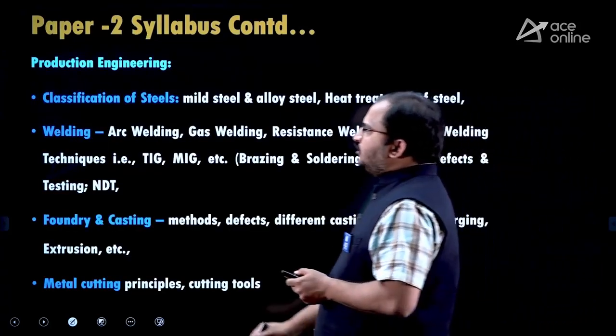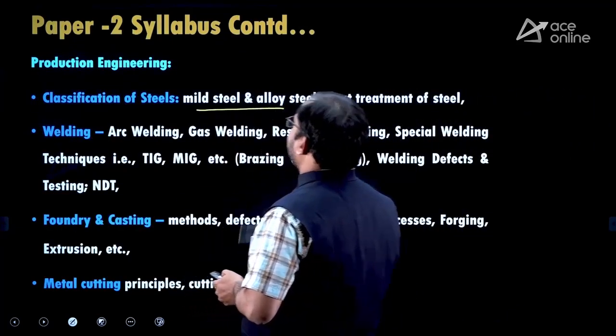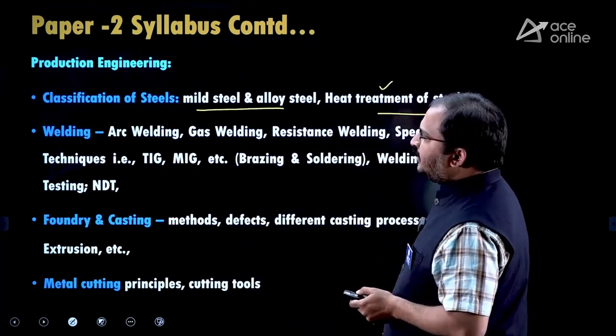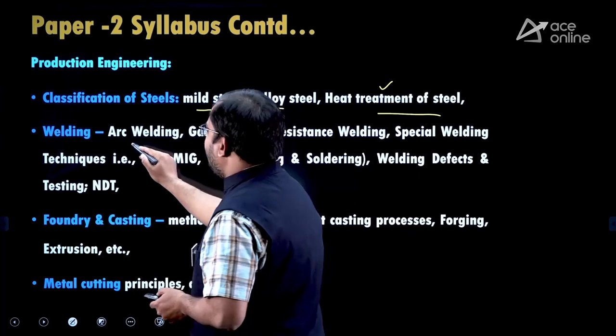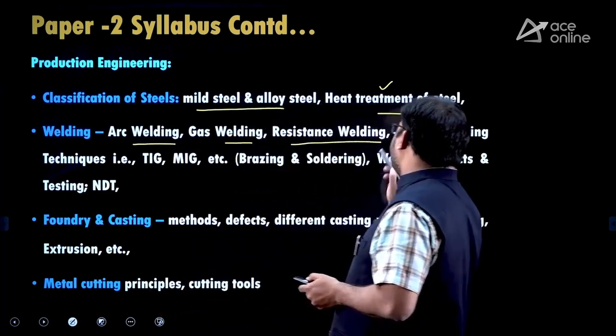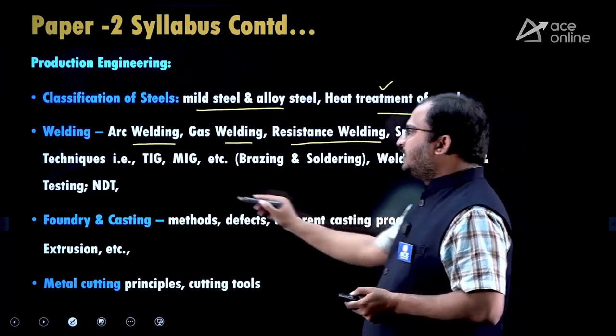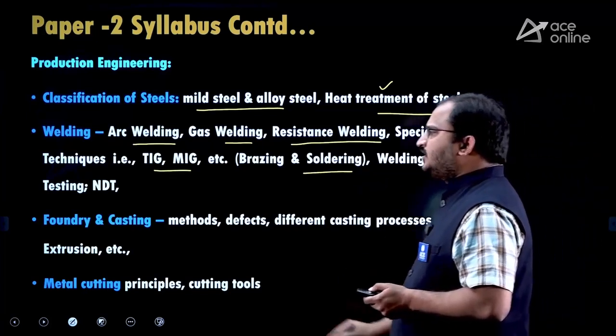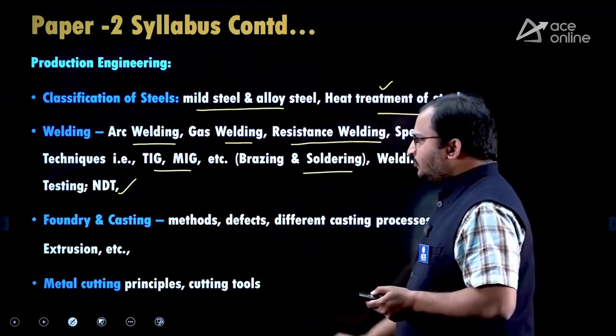Then coming to production engineering: classification of steels, mild steel and alloy steel, heat treatment of steel. So this is a material science related topic. Then welding: arc welding, gas welding, resistance welding, special welding techniques like TIG, MIG, then brazing and soldering, welding defects and testing. Non-destructive testing is also there.